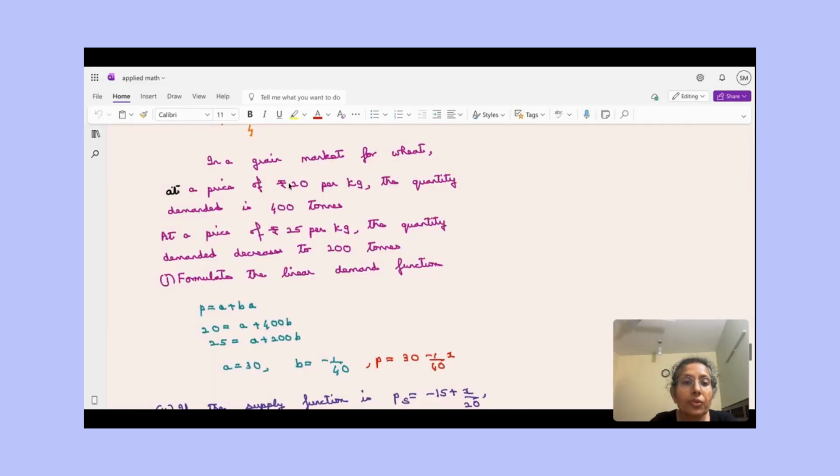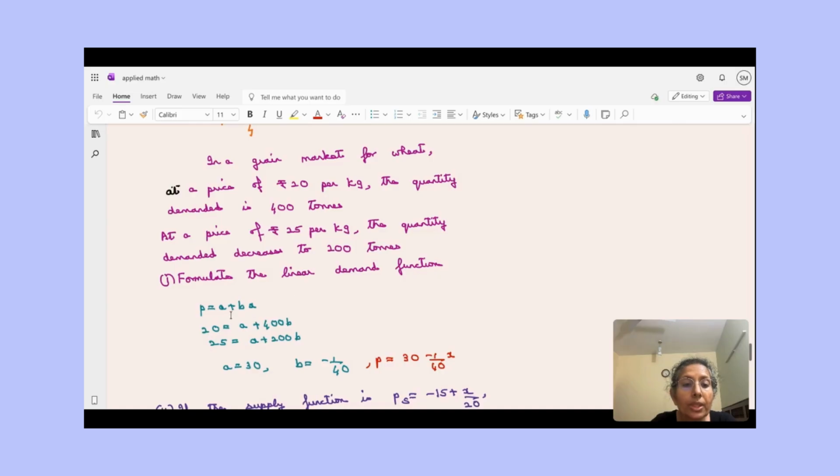In a grain market for wheat at a price of rupees 20 per kg, the quantity demanded is 400 tons. At a price of rupees 25 per kg, the quantity demanded decreases to 200 tons. Formulate the linear demand function.